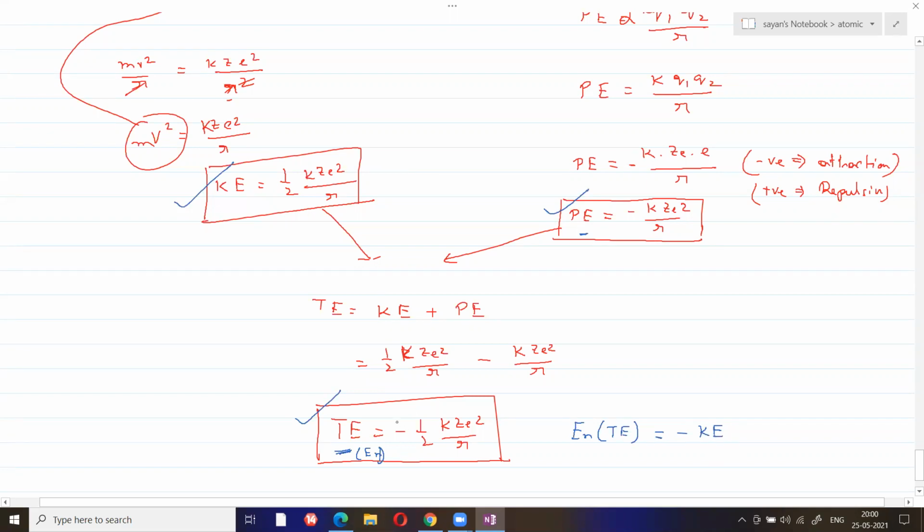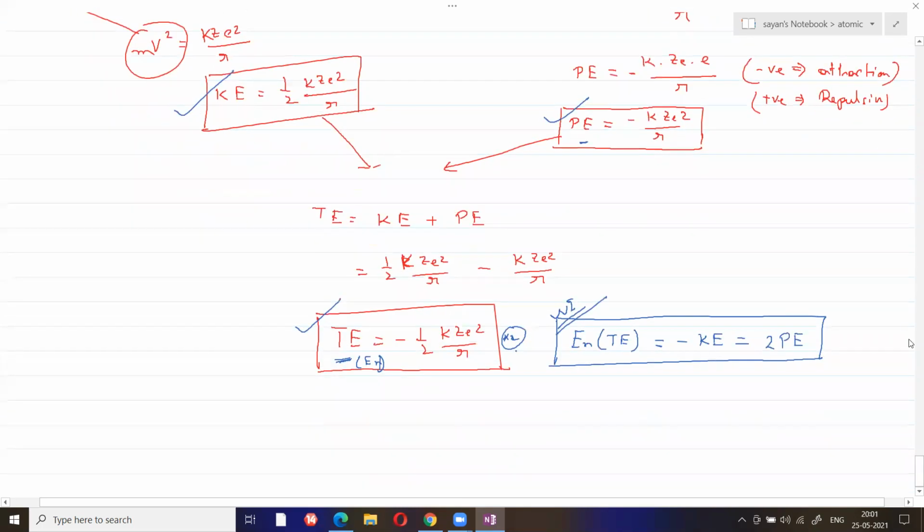Okay. Clear? And this value, when multiplied by 2, we get potential energy equals 2 times total energy. This is a very, very important formula. VVI. Okay, this one is very, very important. So now we are going to this formula.